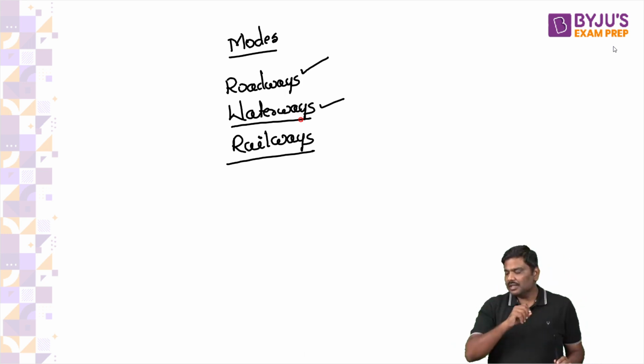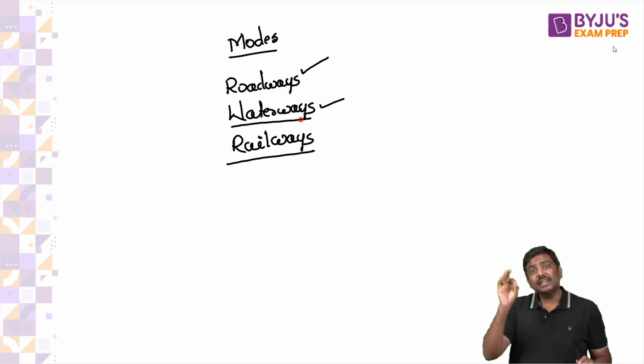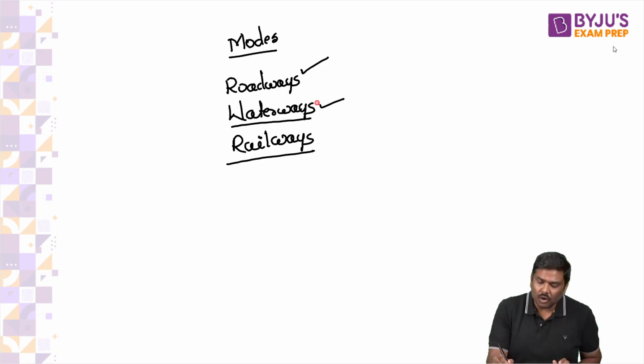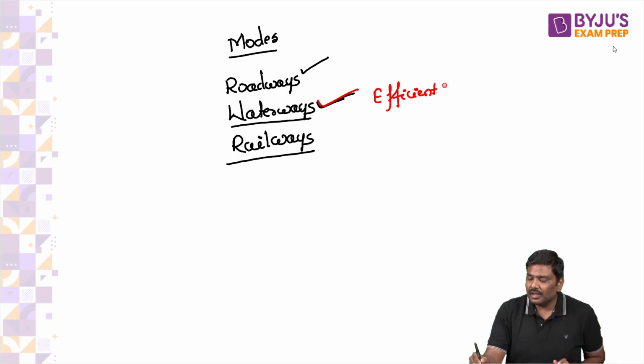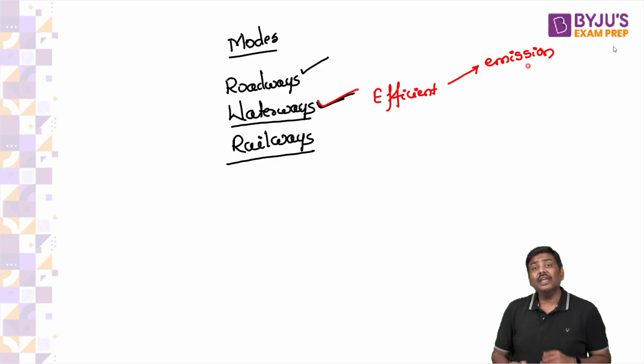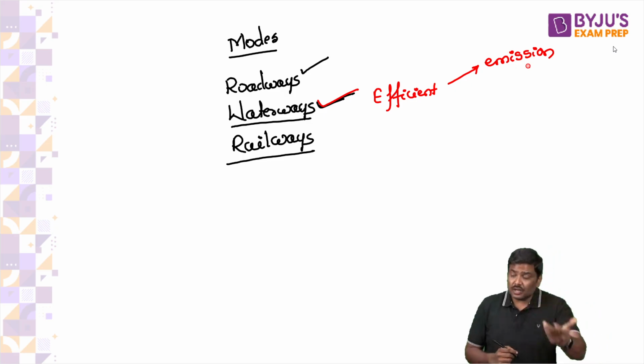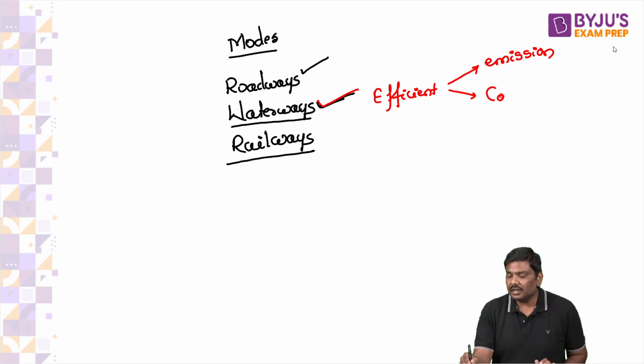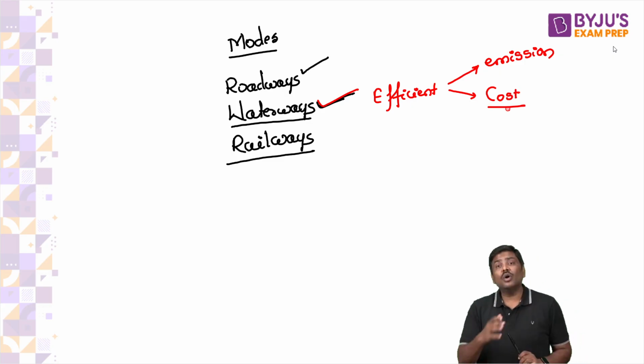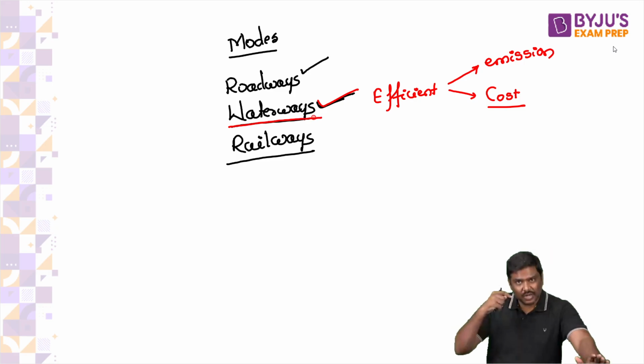But please remember this, out of all the three, the most efficient mode of transportation is waterways. I repeat, most efficient mode of transportation is waterways. Efficient in terms of what? Efficient in terms of emissions. Emissions caused in waterways is the lowest. What about the cost factor? The cost factor in case of waterways is 1/6 to 1/7 compared to other modes. That is the precise reason waterways mode of transportation is actually preferred.